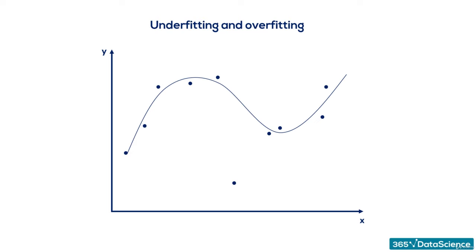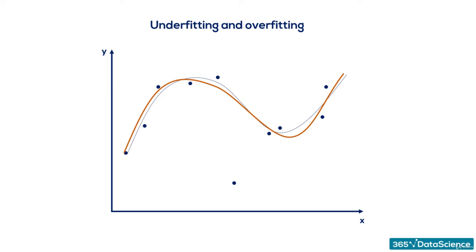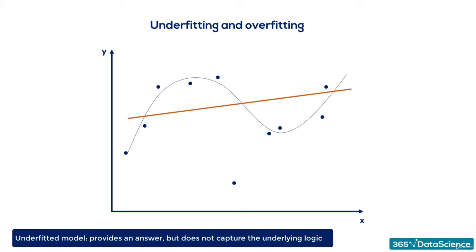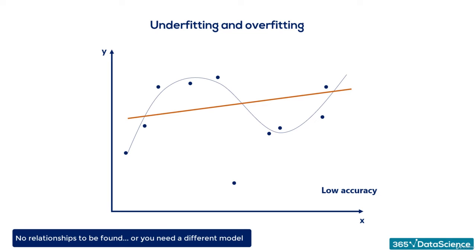Here, we can see several data points. A good algorithm would result in a model that looks like this. It is not perfect, but is very close to the actual relationship. Okay, we can certainly say a linear model would be an underfitting model. It provides an answer but does not capture the underlying logic of the data. It doesn't have strong predictive power. Underfitted models are clumsy and have a low accuracy. You will quickly realize that either there are no relationships to be found or you need a different model.